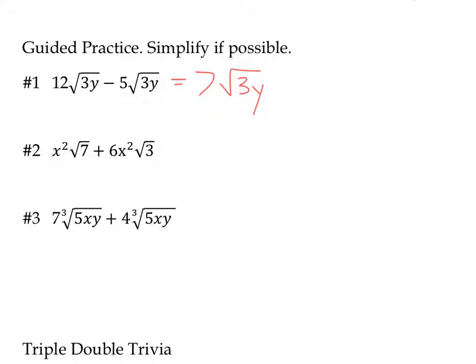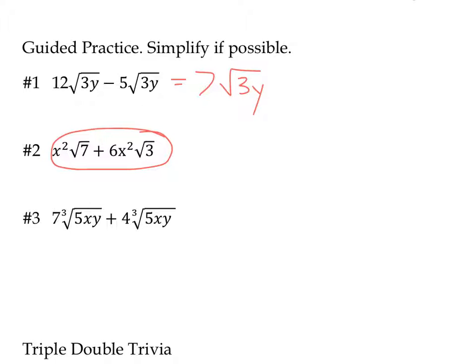In the next example, we have x squared square root of 7 plus 6x squared square root of 3. They're both square roots, but this is square root of 7 and this is square root of 3. We cannot add these together. What we see right there would be our final answer. We cannot simplify that any further.